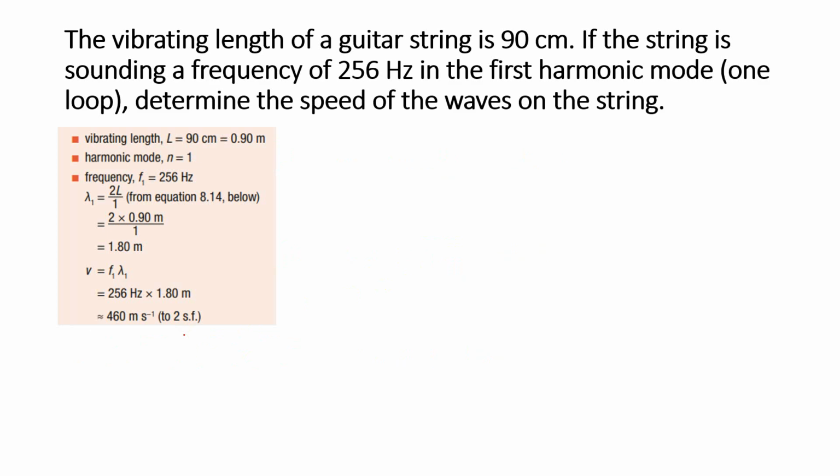Now let's just consider this question. It says that the vibrating length of a guitar string is 90 centimeters. If the string is sounding a frequency of 256 hertz in the first harmonic, which is the first loop, determine the speed of the sound on the string.